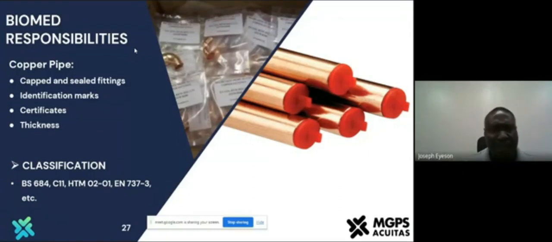Then there are identification marks on them. Then the certificate that comes to biomedical engineers, you check the certificate to see whether they are qualified for the supply of the pipes, and then also check the thickness. Normally, the thickness is, depending on where it's coming from, between 1 mm up to 2.5 mm. And then there are classifications that are normally embossed on the pipe, whether it's C11, ASTM, whether it's BS, EN. All these things are normally embossed on the copper pipe. So the responsibility of a biomedical engineer, when a vendor is coming to supply something, is to take your time and check and see if these things are there.